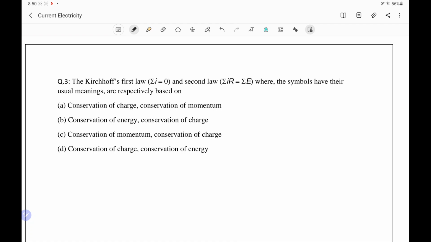Kirchhoff's first law, that is the sum of I equal to 0, means incoming current equals outgoing current. And the second law, that is the sum of IR equal to the sum of E, means the potential drop equals the EMF of the battery, where the symbols have their usual meanings. As we have already mentioned, the sum of I equal to 0 is the conservation of charge, and the sum of IR equal to the sum of E means the voltage drop or potential drop equals the EMF of the batteries. This is the conservation of energy. So this is a conceptual question, and we have to remember this. Option D is the correct option.